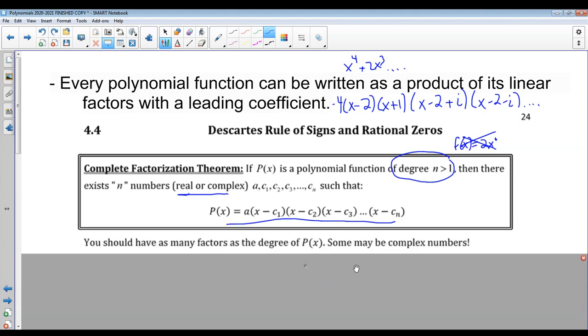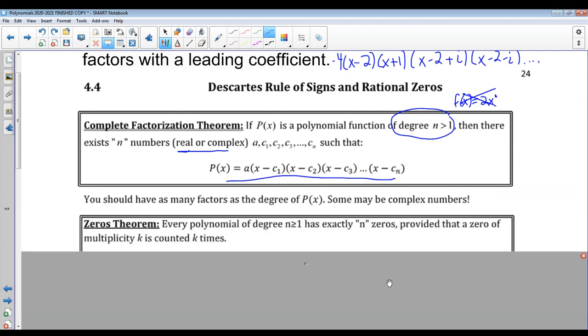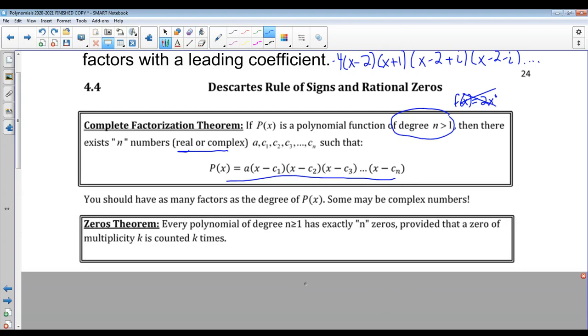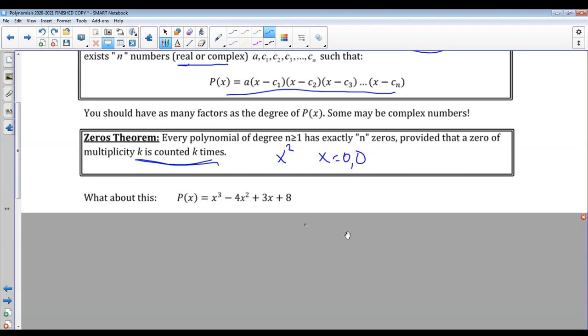So really what I just said. You should have as many factors as the degree of p of x. So if it's a fifth degree, you should have 5 factors. There could be complex roots, there could be irrational roots, there could be multiplicities. So make a little mental note of that. That's going to come into play. But we should have as many factors as the degree. All right, and that's again reiterating what I just said. The zeros theorem: every polynomial of degree n greater than 1 has exactly n zeros, provided that a multiplicity is counted however many times it happens. So x squared still has 2 zeros, but the root 0 is counted twice. All right, so nothing new there.